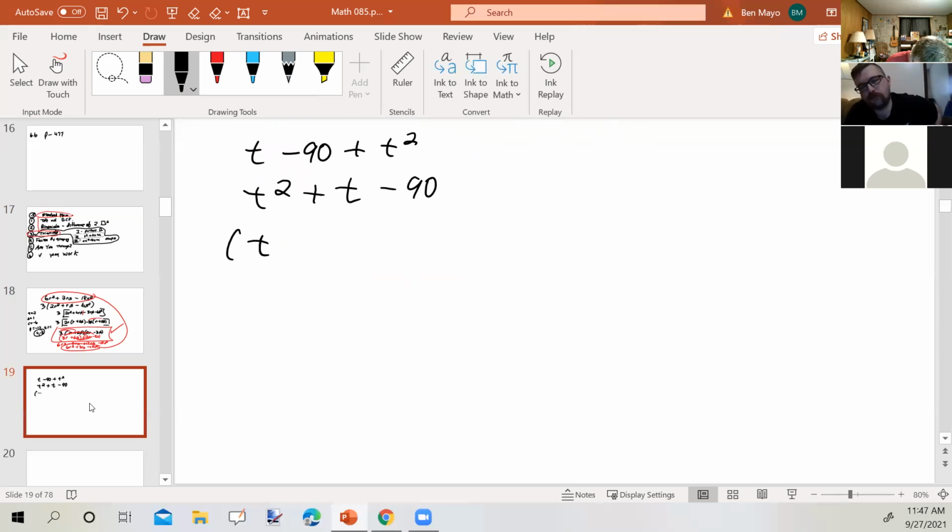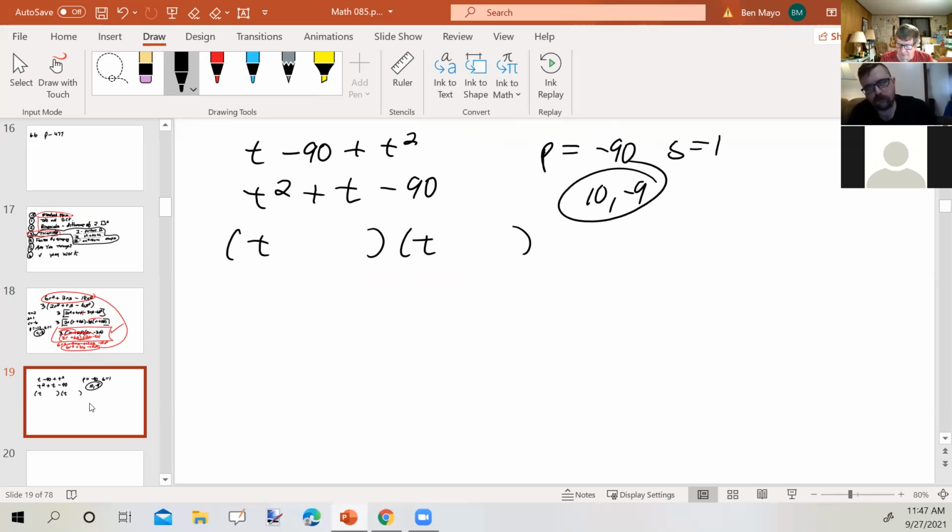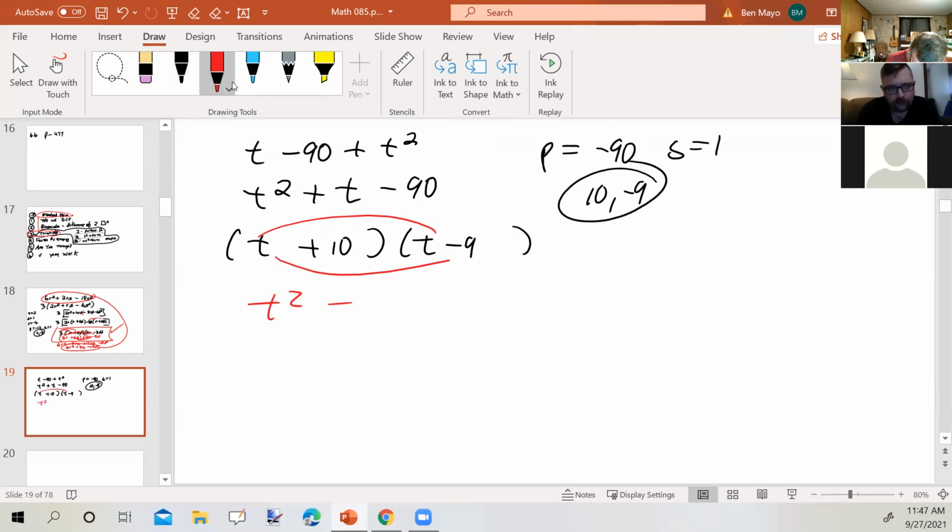So it's going to be t, and the product is negative 90, and the sum is a positive 1. So how about 10 and negative 9? The product is negative 90, and the sum is 1. So plus 10 minus 9. T minus 9 is a binomial. 9 is a square, but t isn't a square, so we can't factor it any further. Let's check our work. T squared minus 9t plus 10t minus 90, t squared plus t minus 90. Check. Any questions on that one?